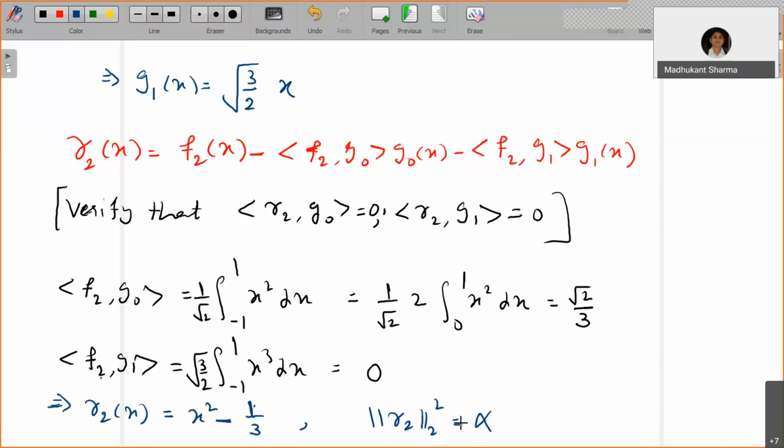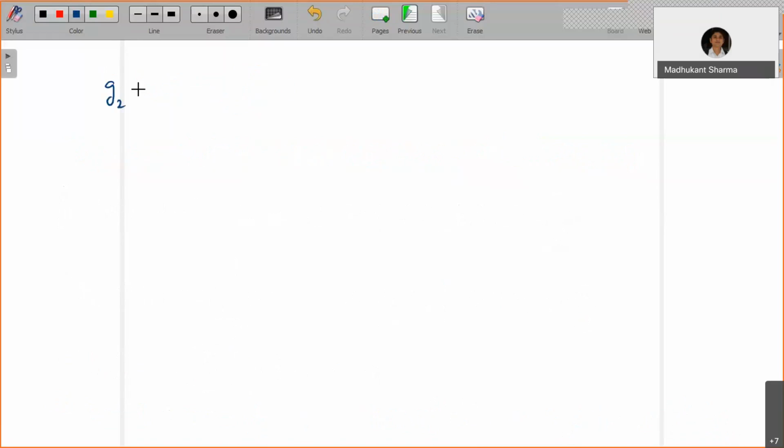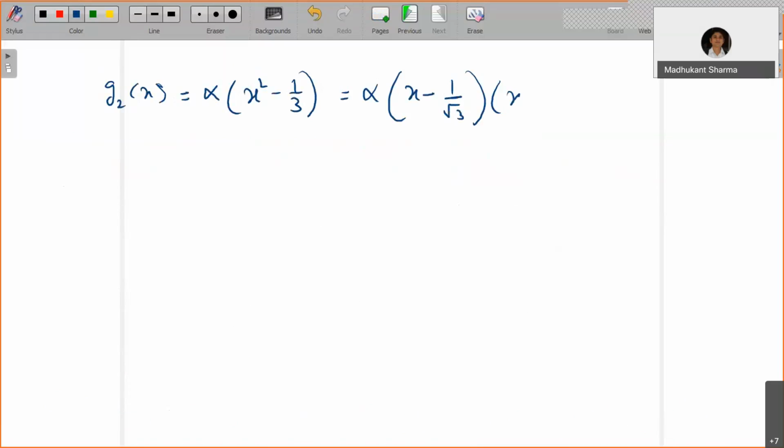Let's say the norm is some alpha. So what it implies is G2 is 1 by alpha times R2. So G2 of x is equal to alpha times x square minus 1 by 3. You can write it as alpha times x minus 1 by root 3 into x plus 1 by root 3.